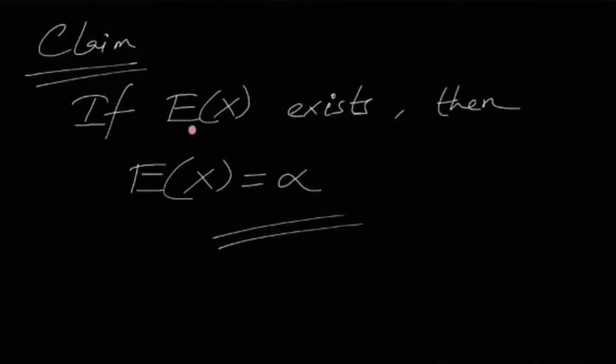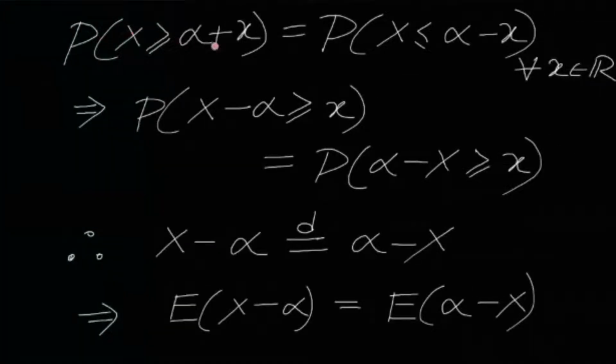Again, we claim that if expectation of x exists, then expectation of x is also equals to alpha. How to prove that? It's also quite easy. It's not difficult at all. Probability x greater than equals alpha plus x is equals to probability x less than equals alpha minus x for all real numbers x, right? It's the definition of a symmetric random variable about a real number alpha. Now taking alpha this side, we have probability x minus alpha greater than equals x, and taking x this side and the small x this side, we have probability alpha minus x is also greater than equals x for all real numbers x. This statement just follows from the previous one, so this is also true for all real numbers x.